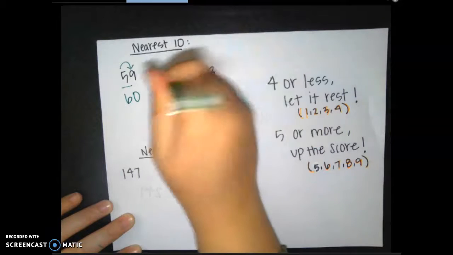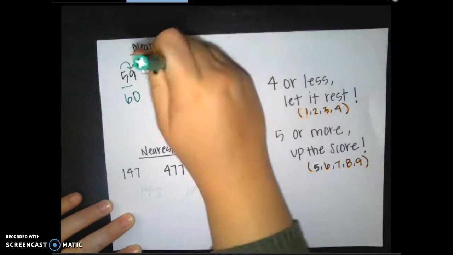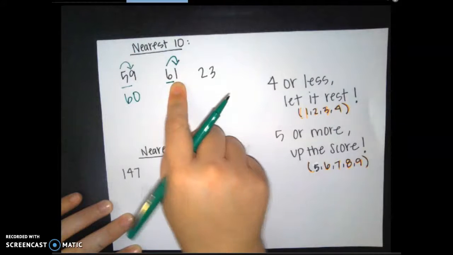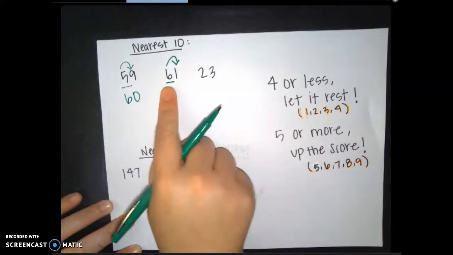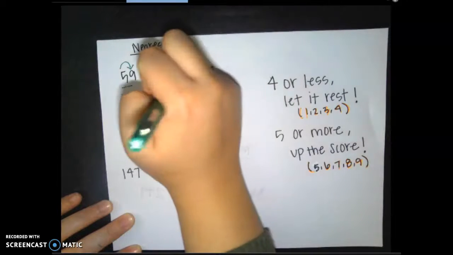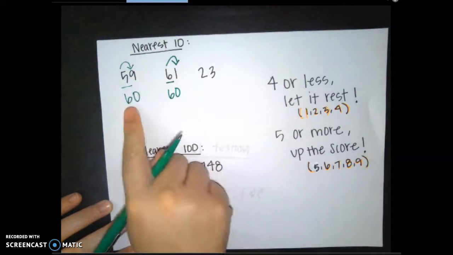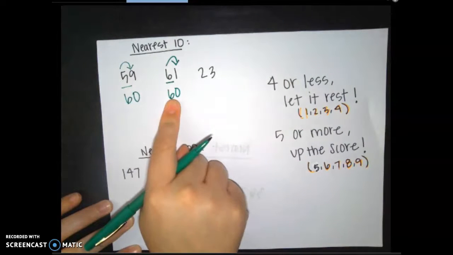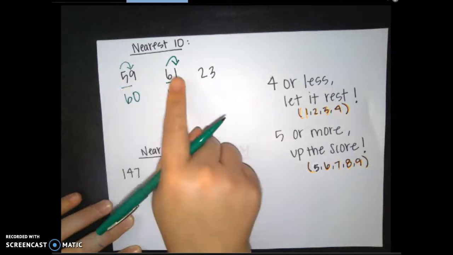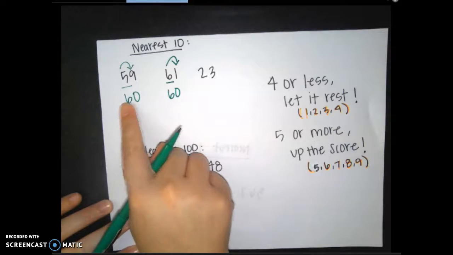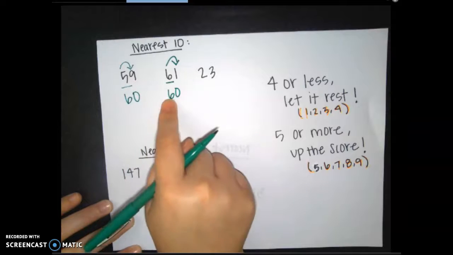61, let's underline your 10s and look at your 1s place value. You have a 1 in your 1s place value. That tells me to let it rest. So the 6 is not going to do anything, and the 1 becomes a 0. So both of these numbers round to 60, even though this is 59 and this is 61, they both round to 60 because on a number line, these two numbers would be closest to 60.